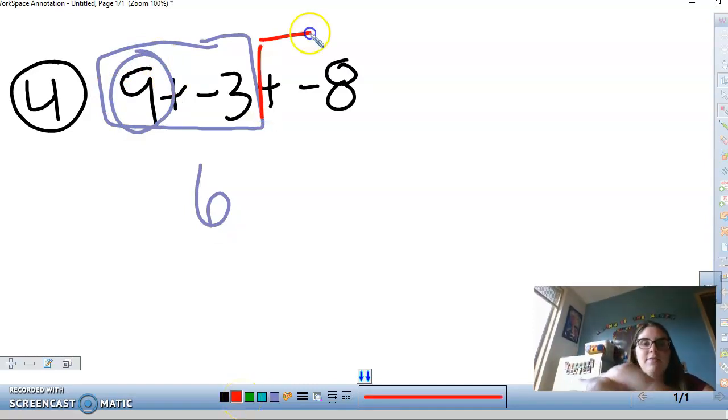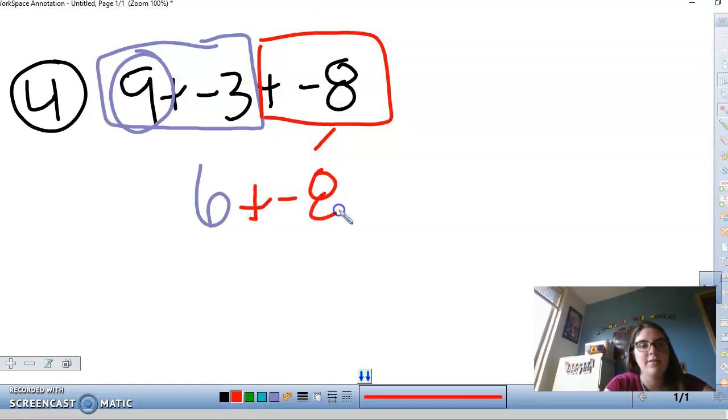Now I still have this part out here that I have to bring down. So I'm going to have 6 plus a -8 now. They're different signs, so I know I need to subtract. So 8 minus 6 is going to be 2. And I keep the sign of the bigger number, and my bigger number is 8. So it's going to be a -2.